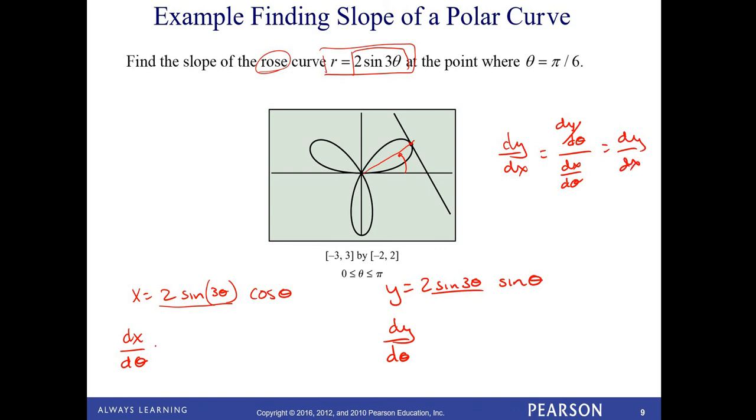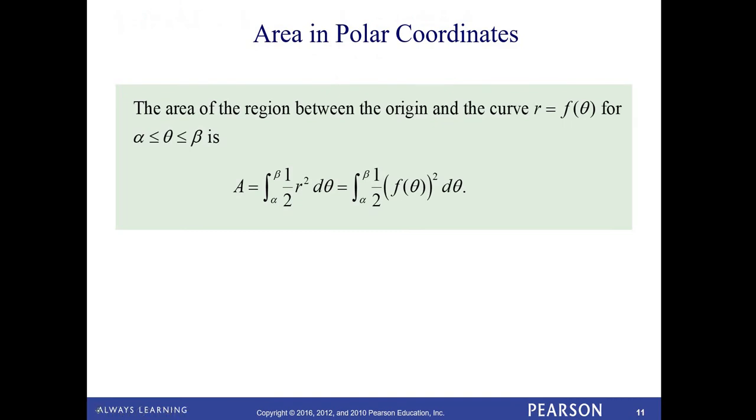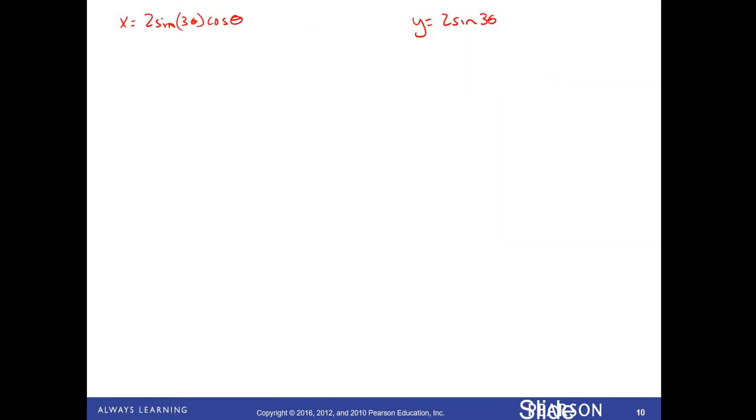All right, so dx d theta is going to be, and actually I think I'm going to start on a clean slate. Okay, so x equals 2 sine 3 theta cos theta, and y equals 2 sine 3 theta sine theta. There we go. All right.